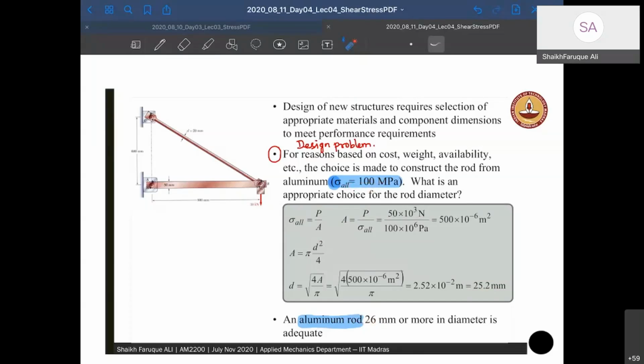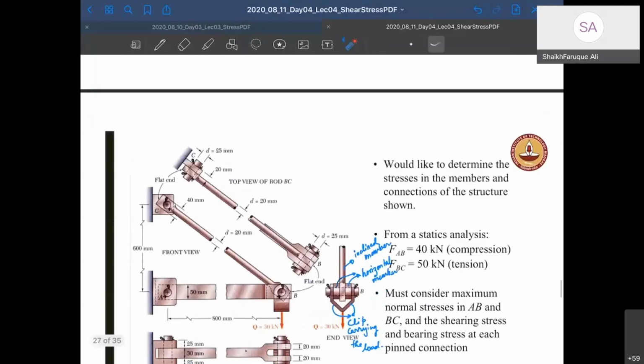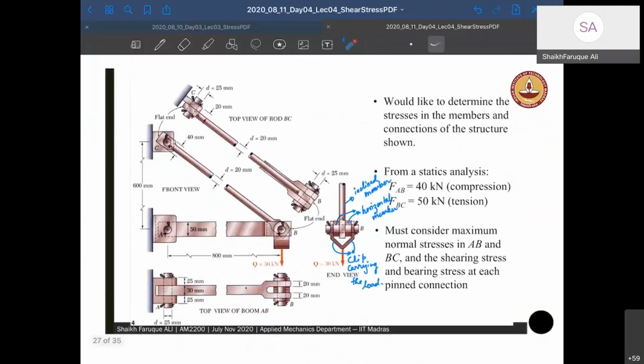First, you analyzed what is the stress in the member, and you checked if the stress developed is within the allowable stress; if so, the system is safe. Then the next question is a design problem: let's say the allowable stress has been reduced to 100. What diameter would you choose? So you solve the inverse problem and get the diameter as 26 mm. Now let's look at the details of the design.